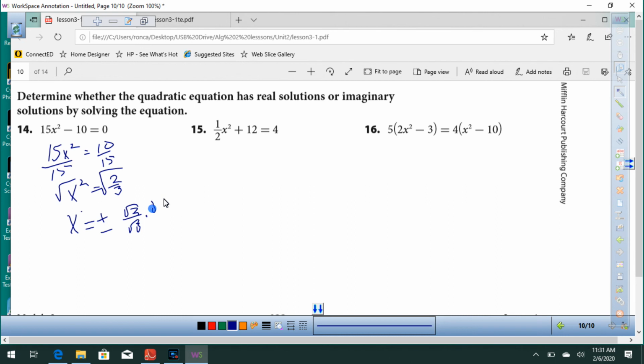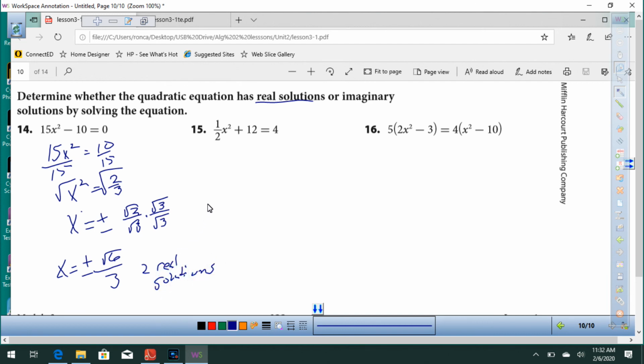Now we got to rationalize it. So we got the square root of 3 over the square root of 3. So x equals plus or minus the square root of 2 times 3, that would give you the square root of 6. And the square root of 3 times the square root of 3 is the square root of 9, which is 3. So, determine whether the equation has real solutions or imaginary solutions. This has 2 real solutions.